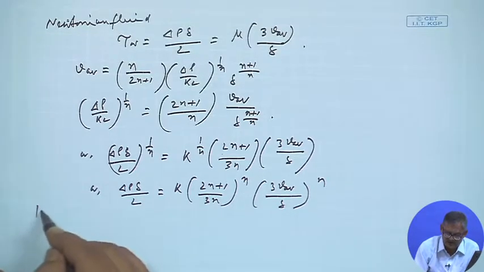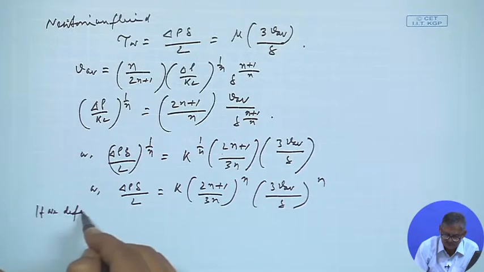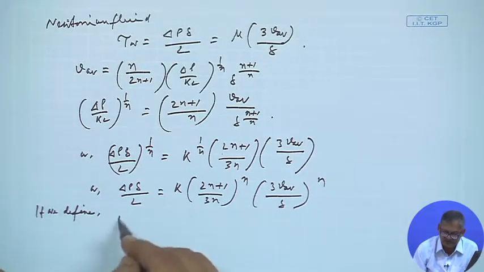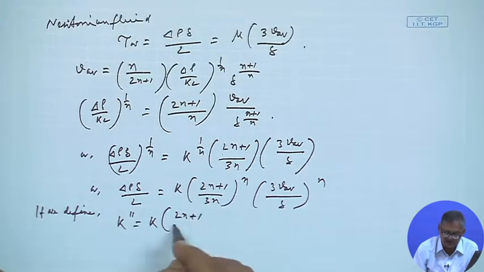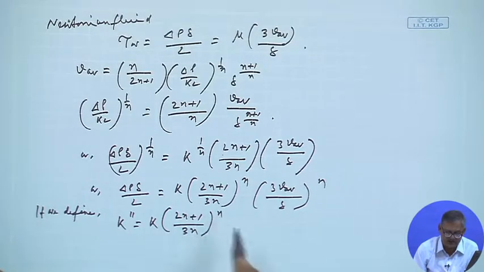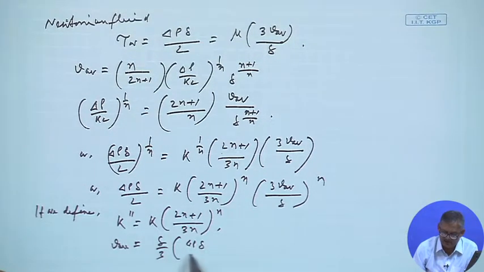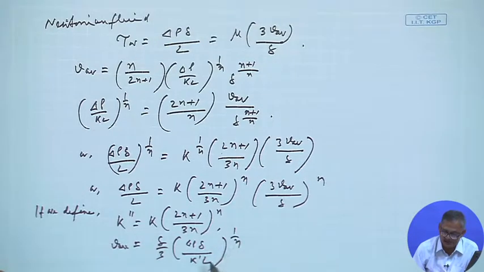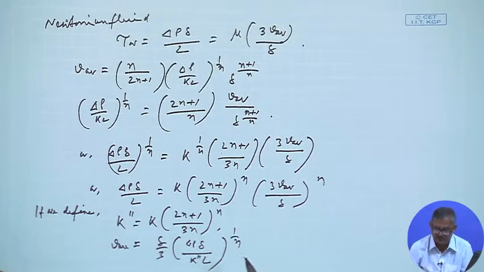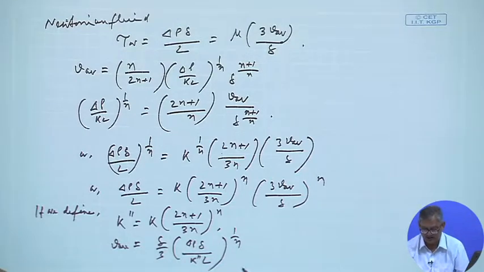Now, if we define k double prime is equal to k into ((2n plus 1) by 3n) to the power n, right, then V average can be written as del by 3 into (delta P del by k double prime L) to the power 1 by n, right.